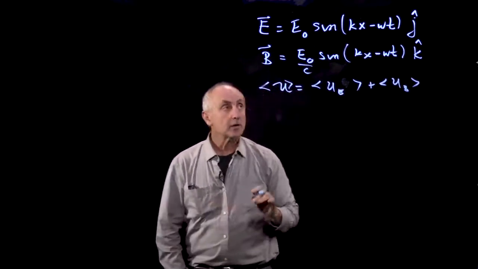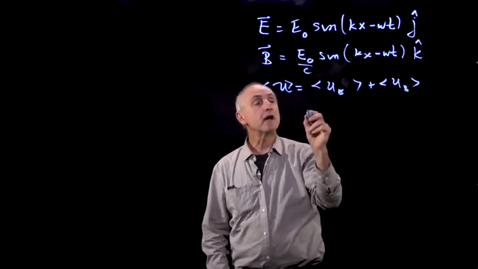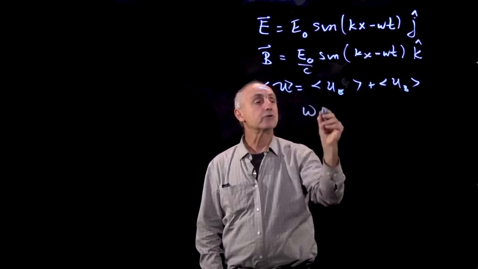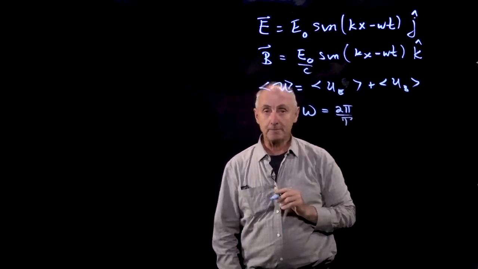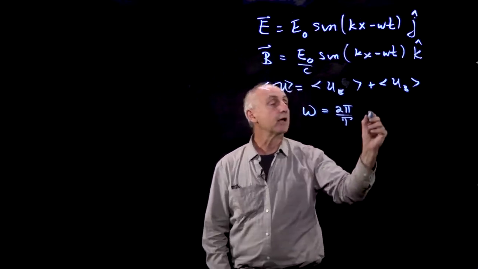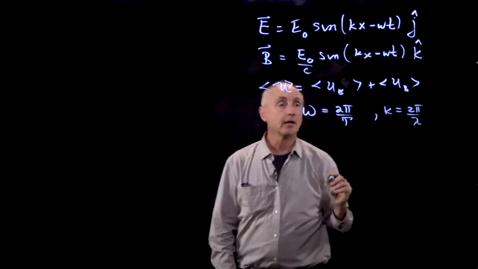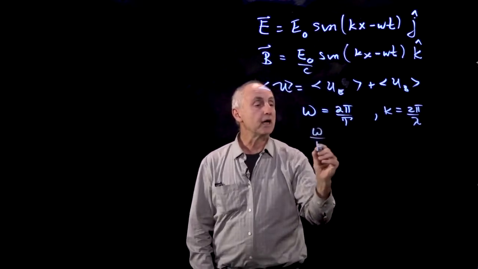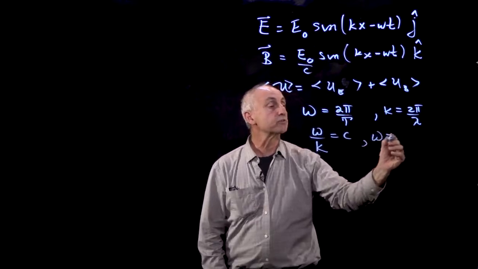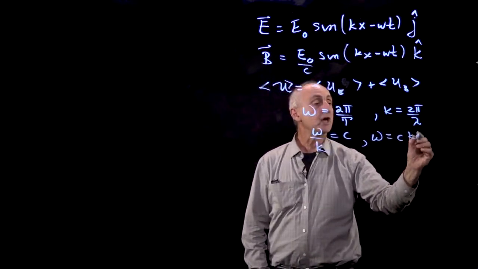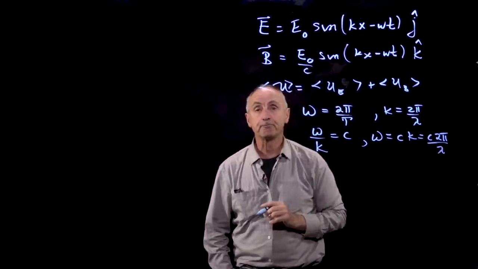Now, this was a wave that was oscillating, so the angular frequency was 2 pi over the period, and our wave number k was 2 pi over lambda, and we saw that omega over k was equal to c, and so the angular frequency was c times k, which was c times 2 pi over lambda.